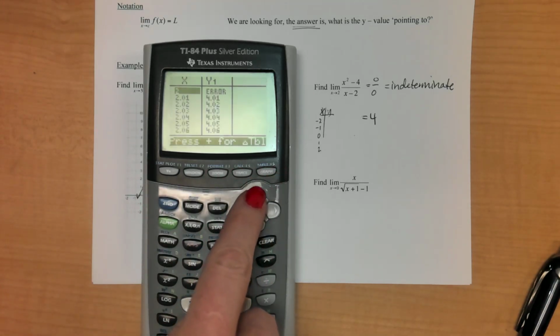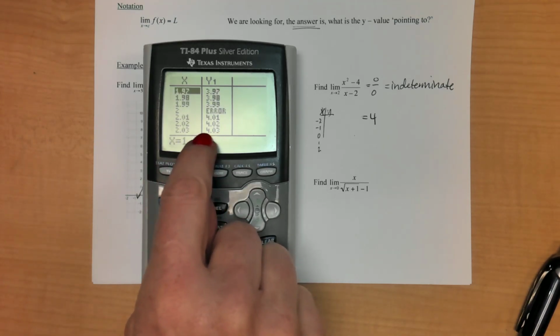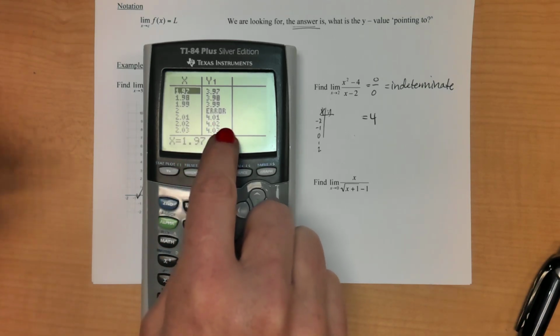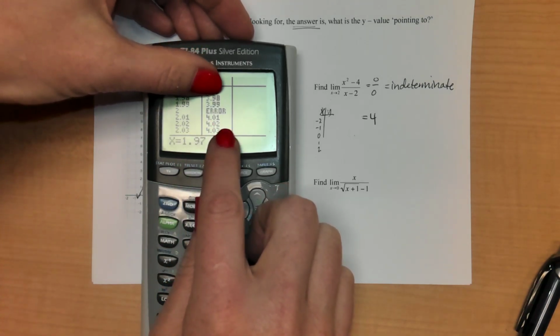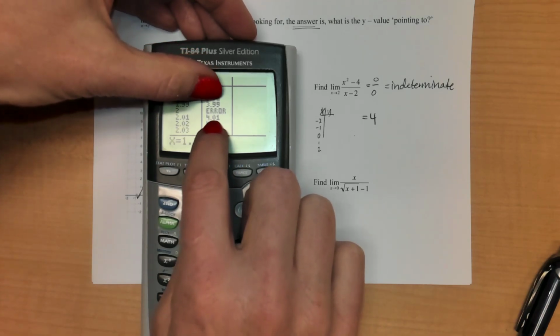So when I hit table this time and put my 2 in the middle, now I'm getting an extra decimal place. So now I'm doing 4.03 and then 4.02 and then 4.01. And this side's going 3.97, 3.98, 3.99. It's like even more convincing that you're headed right towards 4.